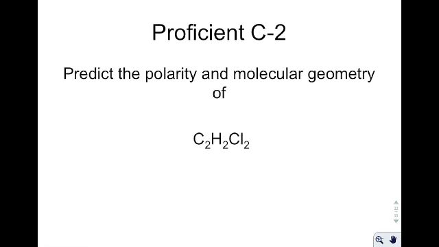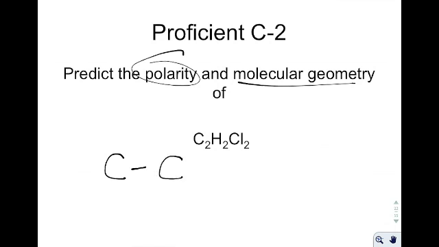Next, it says predict the polarity and molecular geometry of C2H2Cl2. So this has got 2 components. We want to predict the molecular geometry, and then finally we want to predict the polarity. So we would say C, and the reason why we know that is the carbons tend to attach to each other. That's what makes it kind of the basis for life. And then finally we have to bond 2 H's and 2 Cl's.